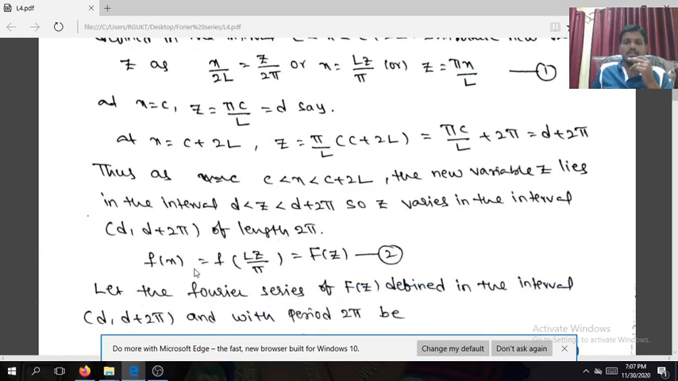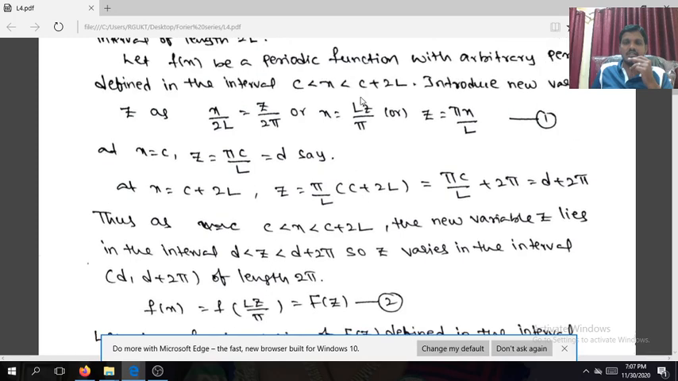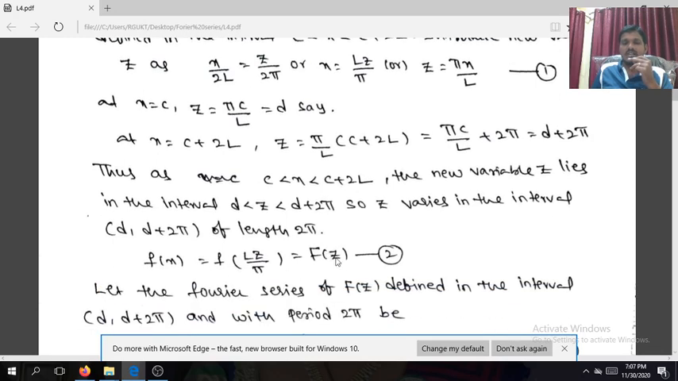So that means f of x, f of x is a given function, no? X is replaced with what? X equals Lz by pi. So f of Lz by pi, I am taking this as capital F of z. Clearly, capital F of z, where z lies in d comma d plus 2 pi. Capital F of z is a periodic function with period 2 pi, right?